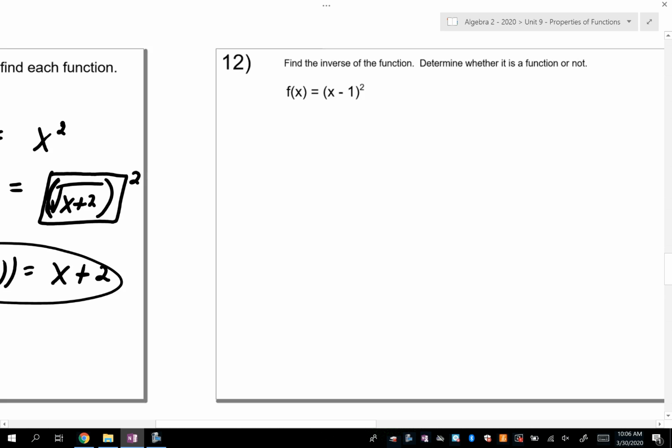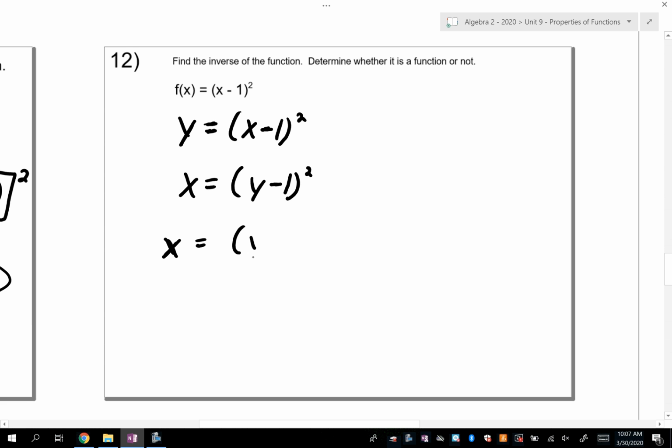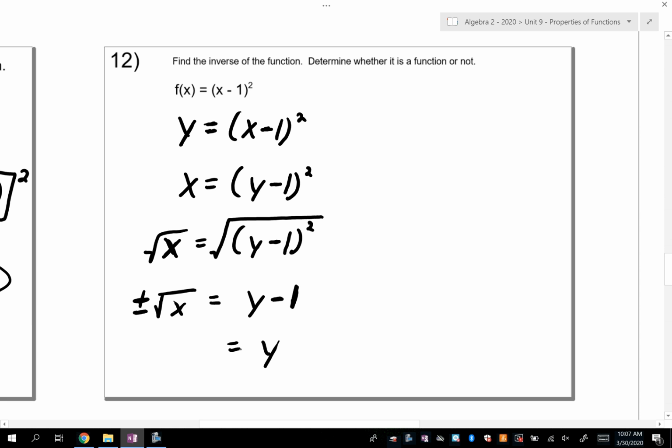Now let's move to composition. I'm sorry, I skipped that. We're going to do the inverse of this function. So replace f of x with y. We're going to switch x and y. Then to get rid of that square around the y, we need to take the square root of both sides. This is what I was talking about earlier. Because we did the square root in our problem, we have to put plus or minus. So we're going to have plus or minus the square root of x equals y minus 1. To finish the problem, you get y equals plus or minus the square root of x plus 1.